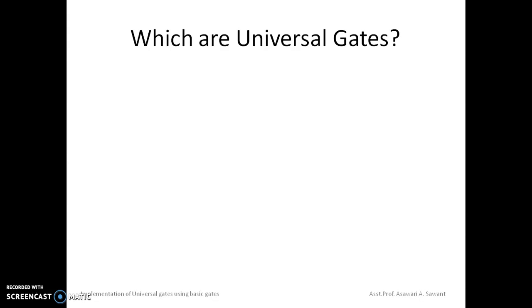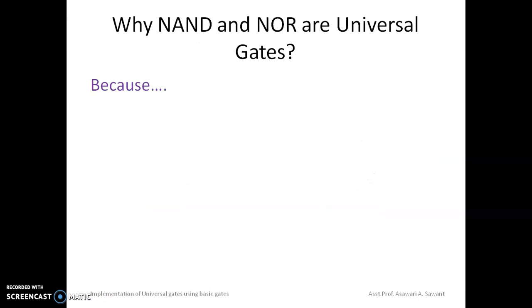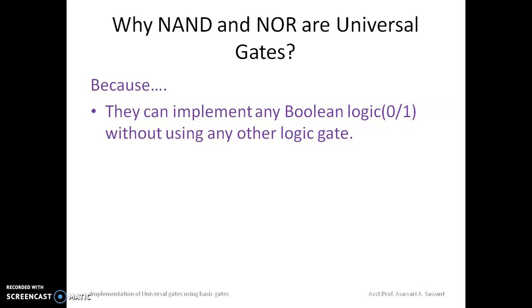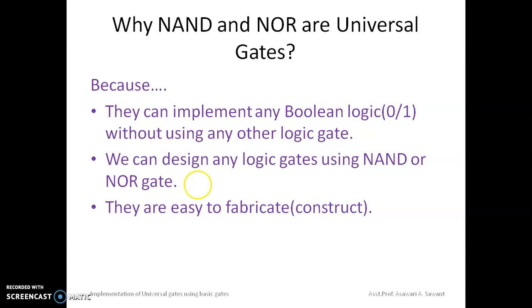Which are the universal gates? You all know. Yes, NAND gate and NOR gate are the universal gates. Now why are these two gates known as universal gates? Because they can implement any Boolean logic, that is 0 or 1, without using any other logic gate. We can design any logic gate using NAND or NOR gate. They are easy to fabricate or construct. They are economically feasible.